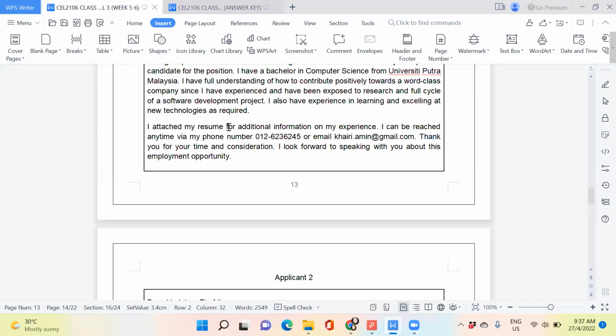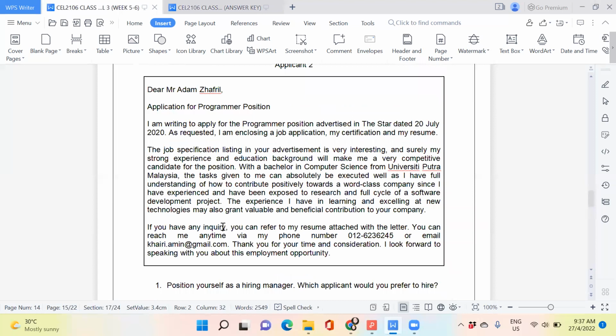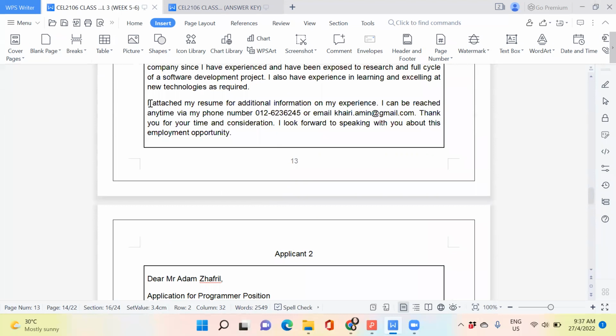I attached my resume for additional information on my experience, as compared to this one: if you have any inquiry, you can refer to my resume attached with the letter. So kalau kamu compare ayat ni pun, okay, you have to have a trained eye lah for this. The first sentence from sample one, it's quite selfish. You macam cakap, ni resume, tengoklah from my experience, lebih kurang macam tu lah. It sounds very distant. You're not trying to connect with your future employer. Okay? It's like dia macam layan diri. Okay, tengoklah resume. Macam itulah saya punya experience.